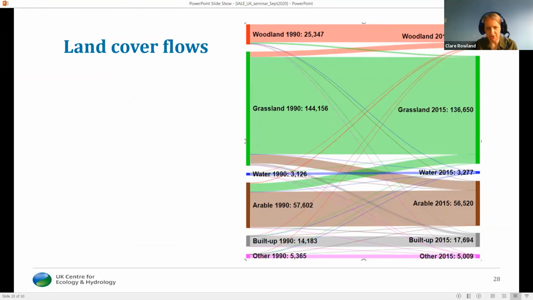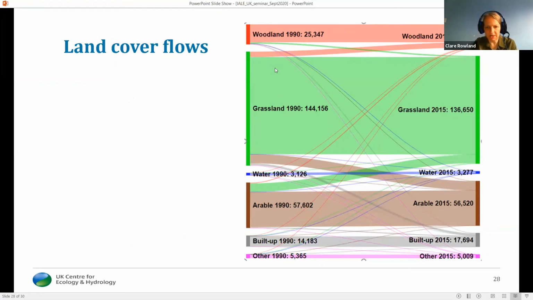This slide shows a Sankey diagram, and we can start to look at the flows. So where we got the increase, but where that land has come from. So if you look at this big grassland chunk here, this is what, sorry, I should explain this better. On the left, what we have is the stock we had in 1990. On the right is the stock that we've got in 2015.